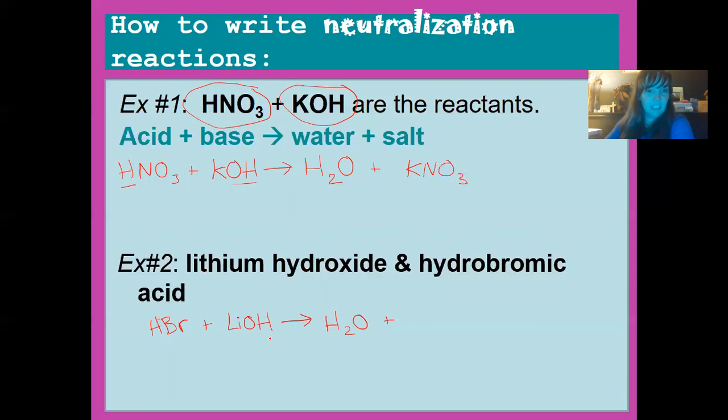So let's see what our salt is. Well, the base gave away the OH, leaving the Li. The acid gave away the H, leaving the Br. So there's our salt. Lithium bromide. And if you don't offhand know the charges, it is good to look them up to make sure that the compound you write is real and balanced for charge. Okay, I happen to know lithium bromide is good the way it's written, and same with potassium nitrate.